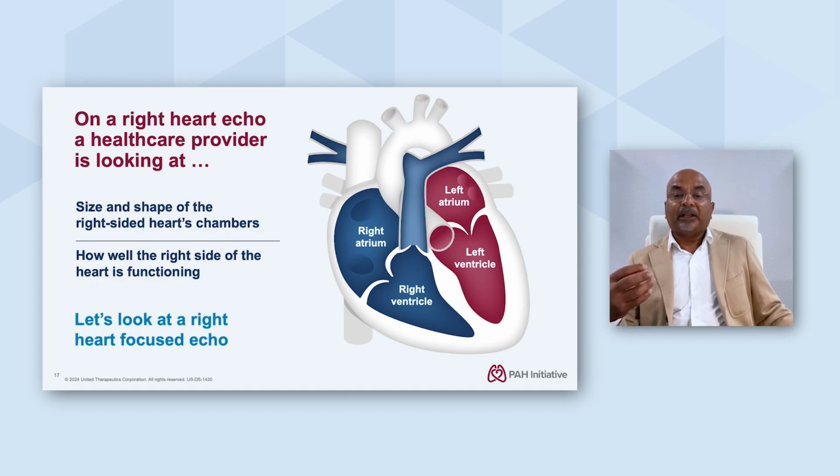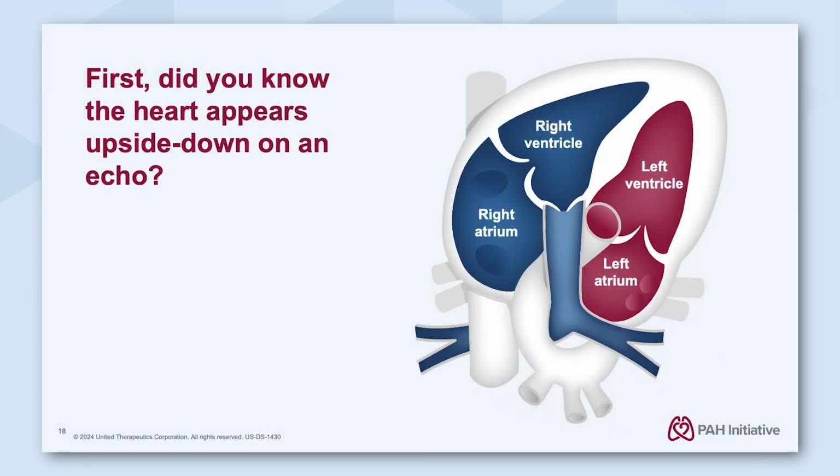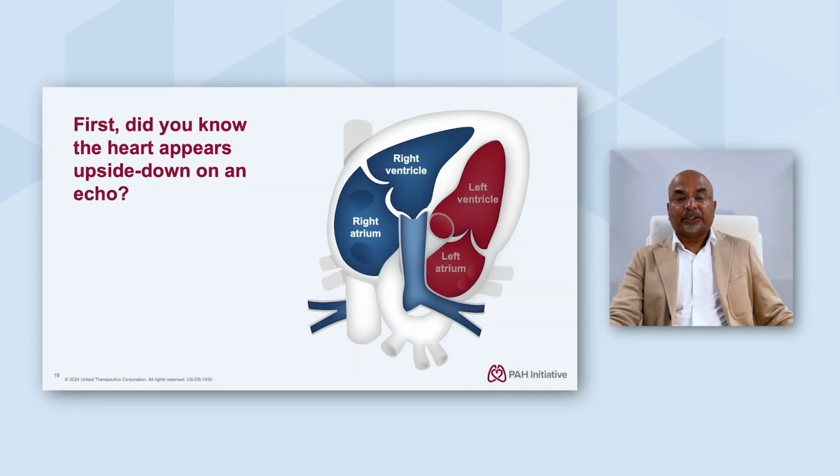But when a pulmonary hypertension provider is requesting a right heart focused echocardiogram, that means that we are looking for certain other features of the right side of the heart and not only the usual left sided heart indicators. That's how the right sided heart echo is different compared to your generic left sided heart echo, which is a lot more common. Did you know that the heart appears upside down on an echocardiogram, as illustrated on this particular cartoon? And we will see some real images shortly.